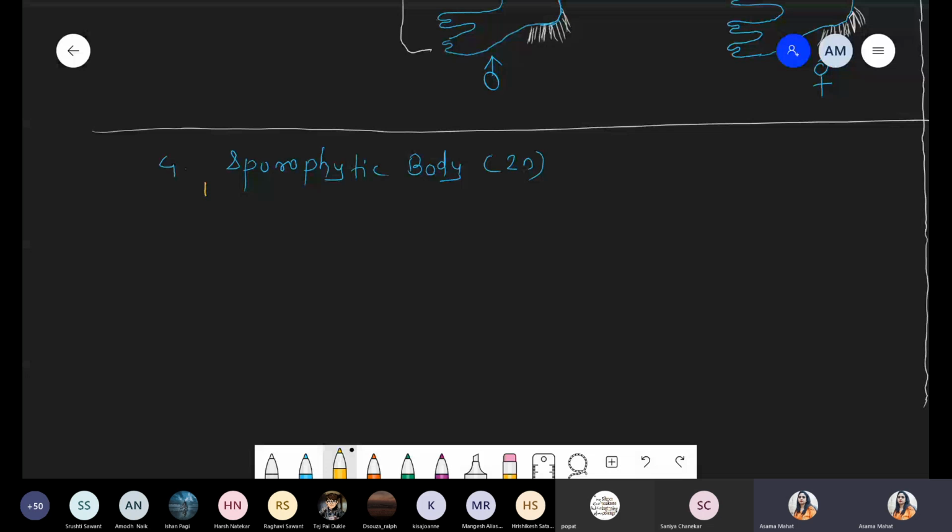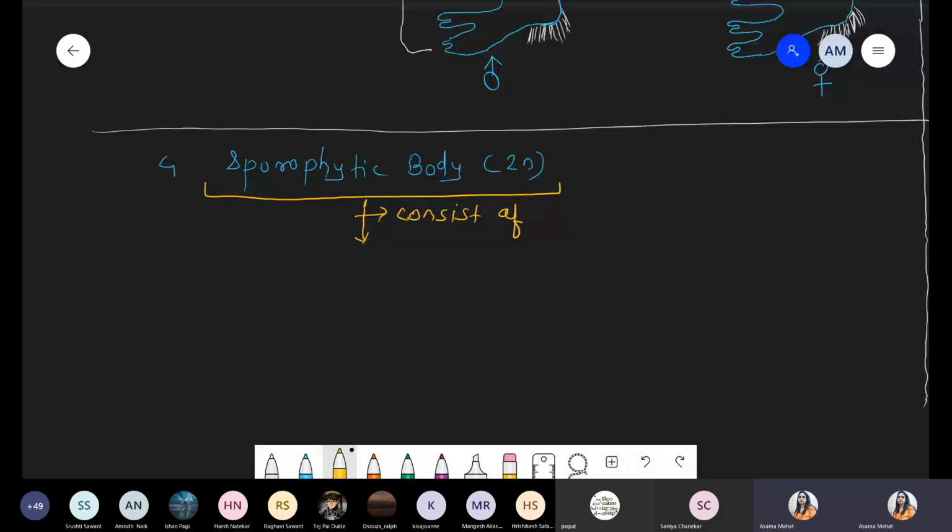So the sporophytic body, which is the diploid body, consists of three basic parts. Number one, that is the foot.